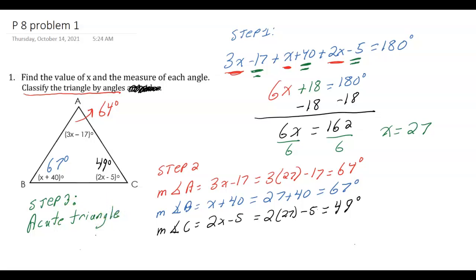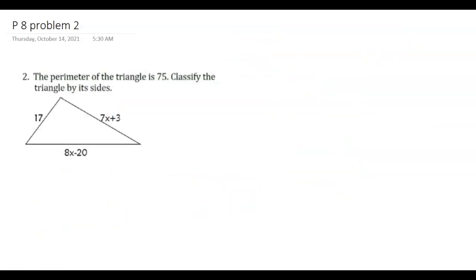I'm going to do problem number 2 next. Let's take a look at problem number 2 on page 8. The question is, the perimeter of the triangle is 75. So we need to remember perimeter is the distance around. What I mean by that is, if I add the blue side plus the pink side plus the green side, all three sides would add up to 75.